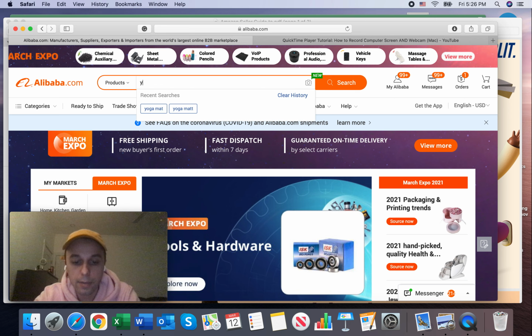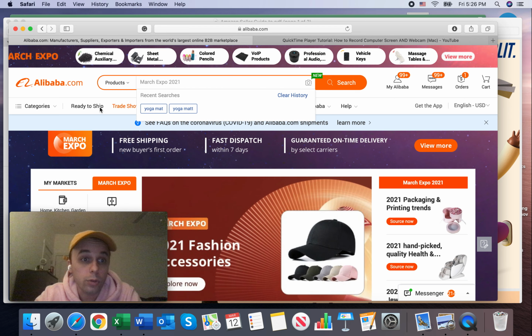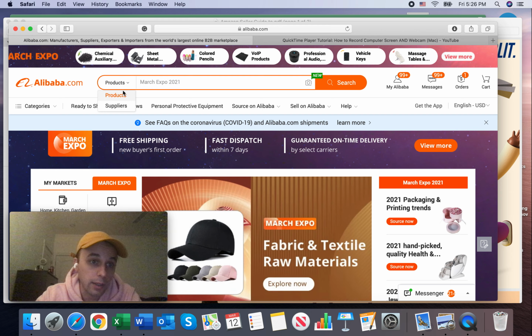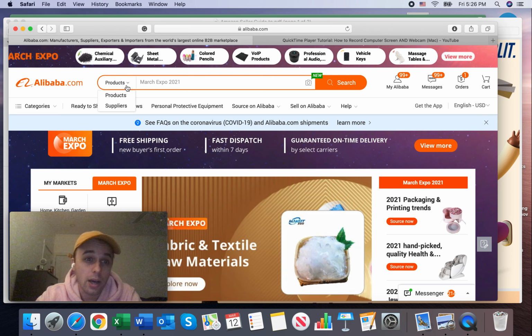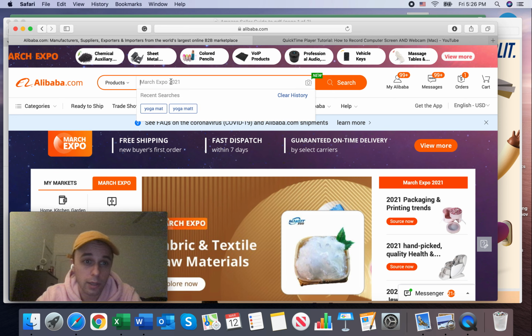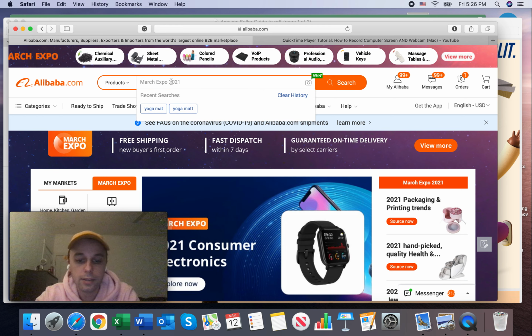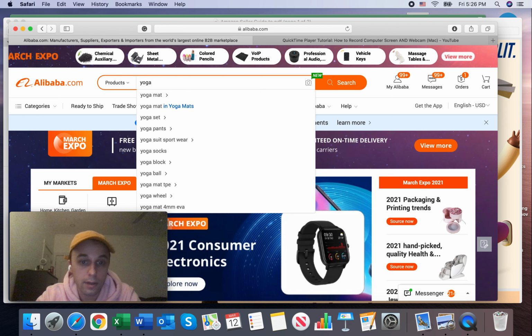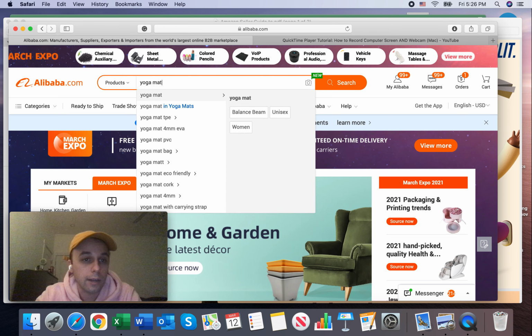At the top of the Alibaba website you're going to find the search bar. You can search suppliers based on the products or based on the actual suppliers. I would recommend searching based on the products. So let's type in yoga mat. Again, I do not recommend this product as your selling product. I'm just using it for the sake of example.